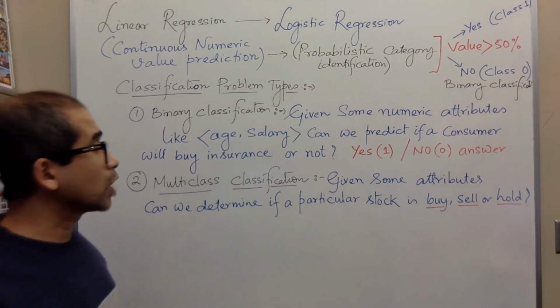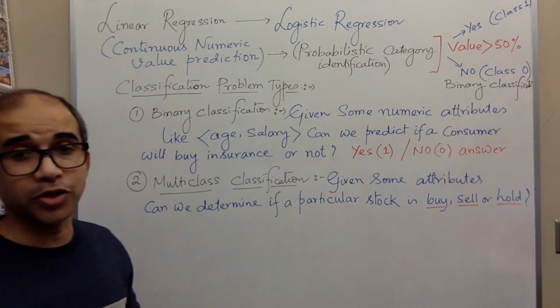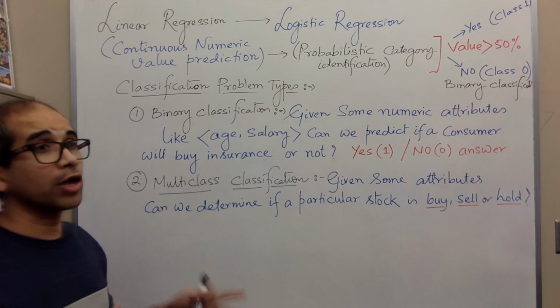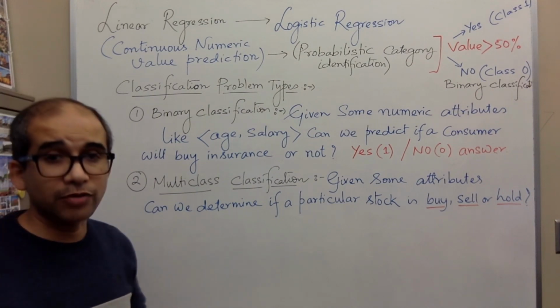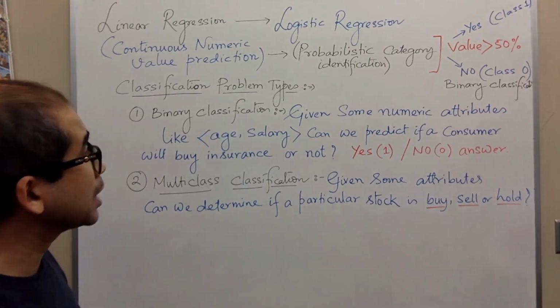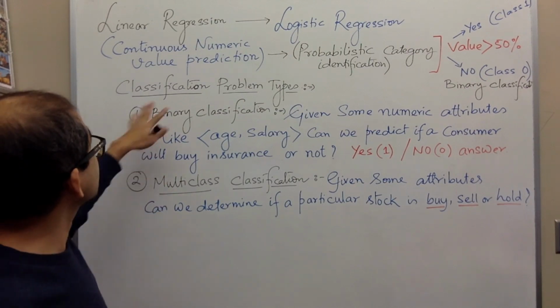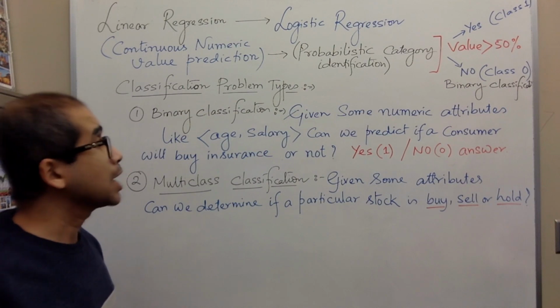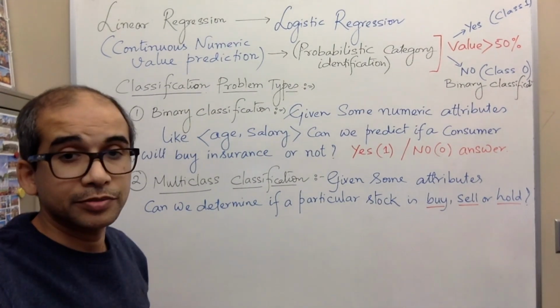Other examples are, given an image, can a machine learning system identify whether it's a dog, a cat, or an elephant. You have to know those classes from the beginning. So, as I said, logistic regression is a class of binary classification problem, and we'll learn more about it.